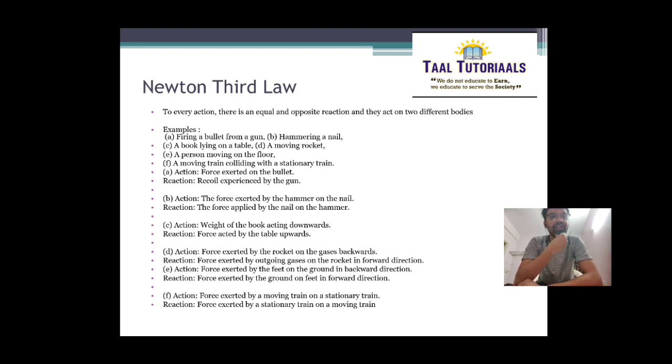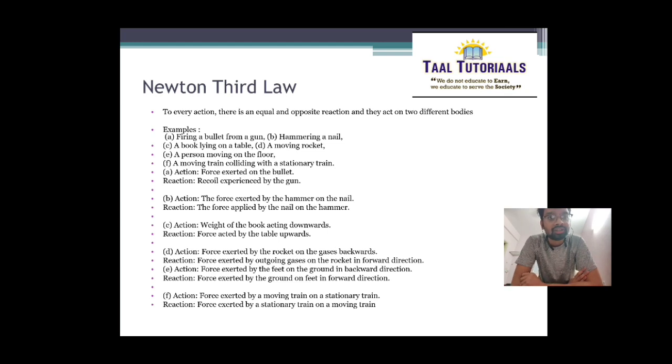The second example I shared is hammering a nail. Here the action is the force exerted by the hammer on the nail, and the reaction is the force applied by the nail on the hammer. Third, a book lying on the table. The weight of the book acting downward is an action, and the reaction is the force exerted by the table upward to support that book. Fourth example is a moving rocket. The force exerted by the rocket on the gases backward is an action, and the force exerted by the outgoing gases on the rocket in a forward direction is a reaction.